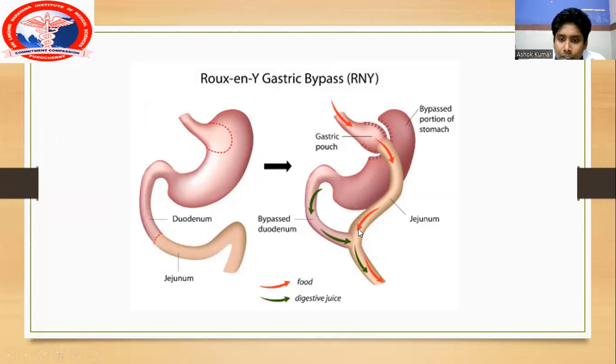The length of the limb is 100 to 150 centimeter, and this is the Y limb, and this is the biliopancreatic limb. So this carries digestive juices, bile, and this is the common limb. So this is Roux-en-Y gastric bypass surgery. It has two anastomoses. One is the gastrojejunal anastomosis, and the other one is the jejunojejunal anastomosis.